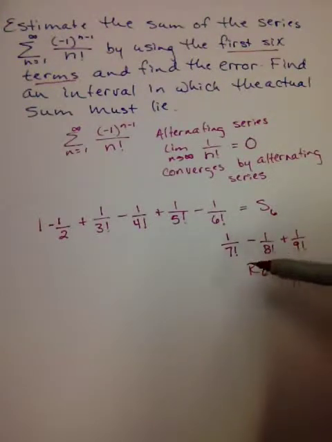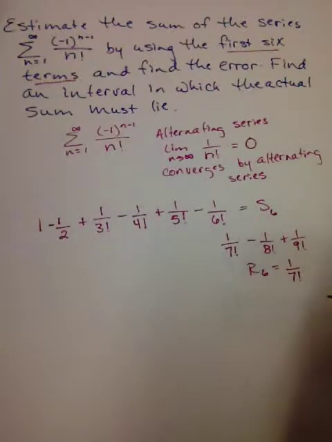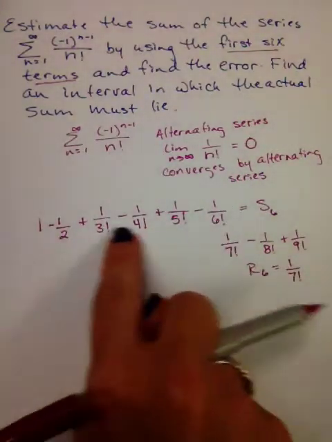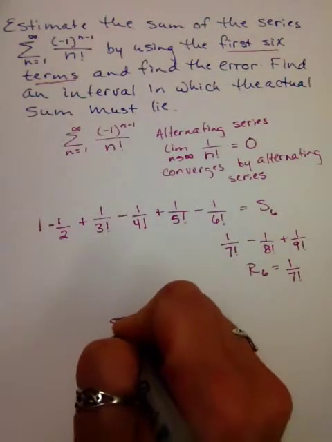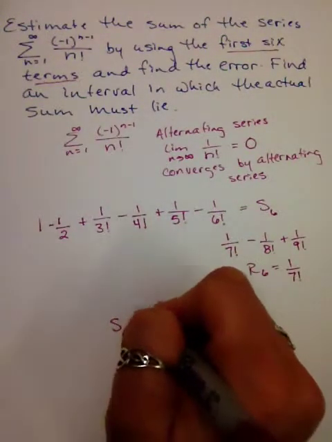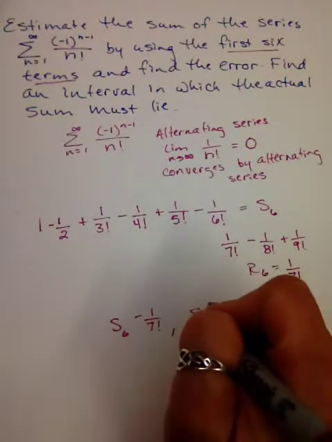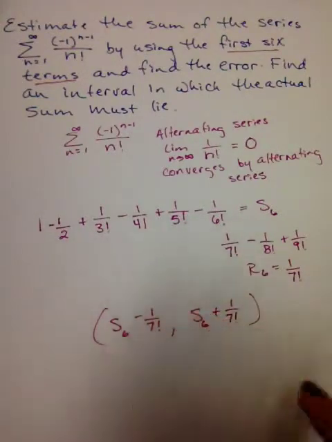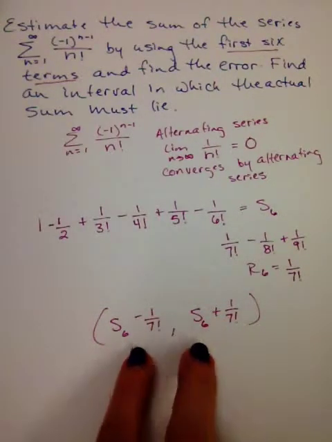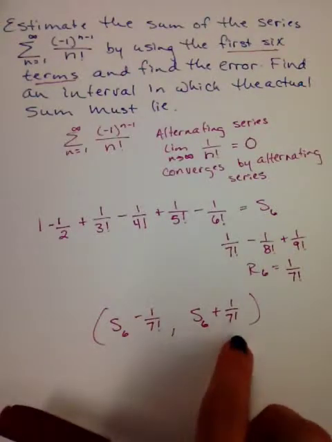I don't really care if I'm off by the small amount on the positive side or the negative side. What I want to know is how much am I off by, and this is the most my sum will be off by. So whatever this is, this S sub 6, my 6th partial sum, if I subtract 1 over 7 factorial, and if I add 1 over 7 factorial, I know that my actual sum has to be in this interval. It's my estimate minus a little bit, my estimate plus a little bit. And that's how the remainder theorem works for alternating series.